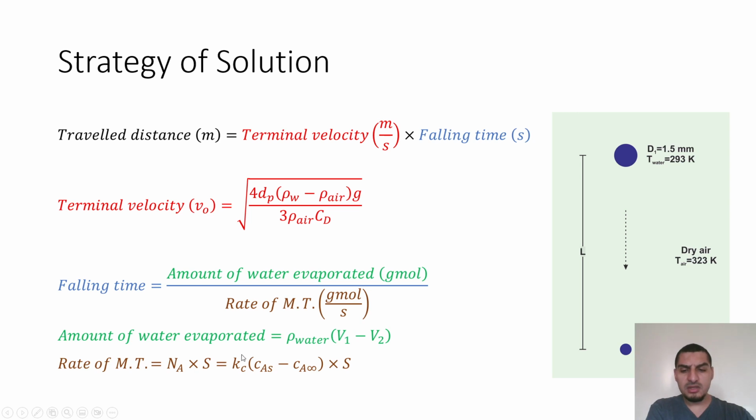The only thing here is that I don't know Kc. Cas and C infinity are easy to get. The area of mass transfer is very easy. So Kc is the point, and the terminal velocity, by the way, these are the two points that will take a little bit of time, and the rate of mass transfer is the step that will be mass transfer related through all these steps. But it's important to have this plan in your mind, just to know what your next step is, where you are going, and how this will help you to reach your goal.